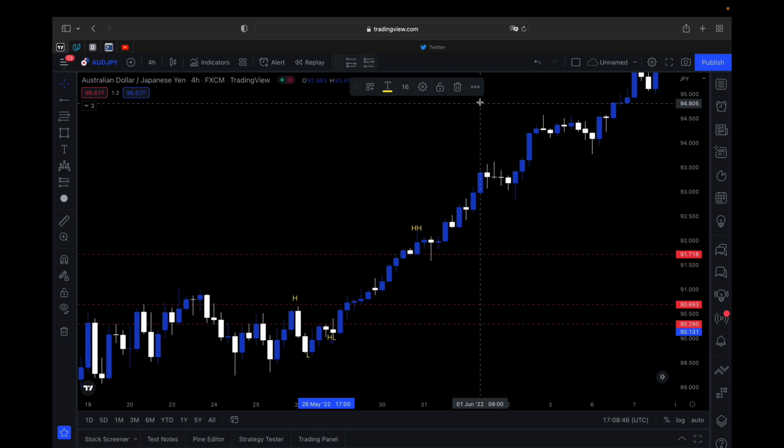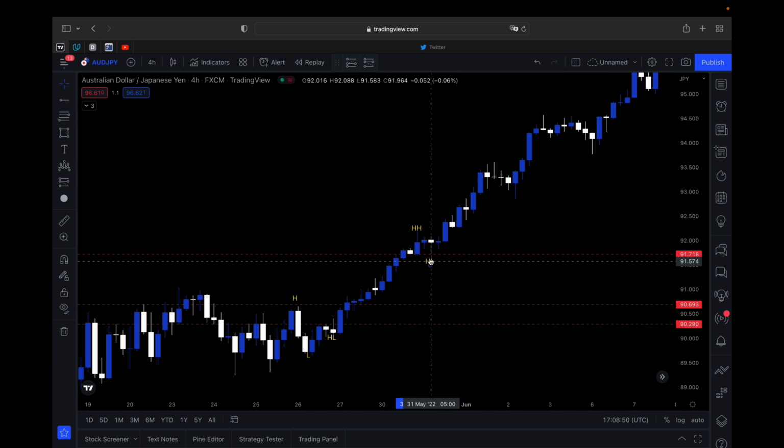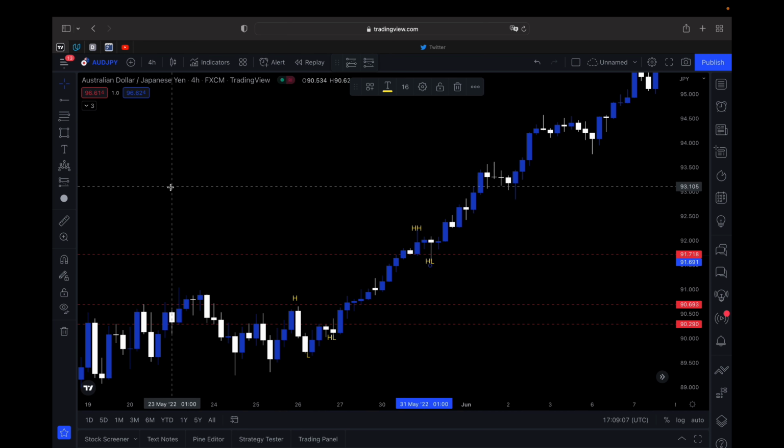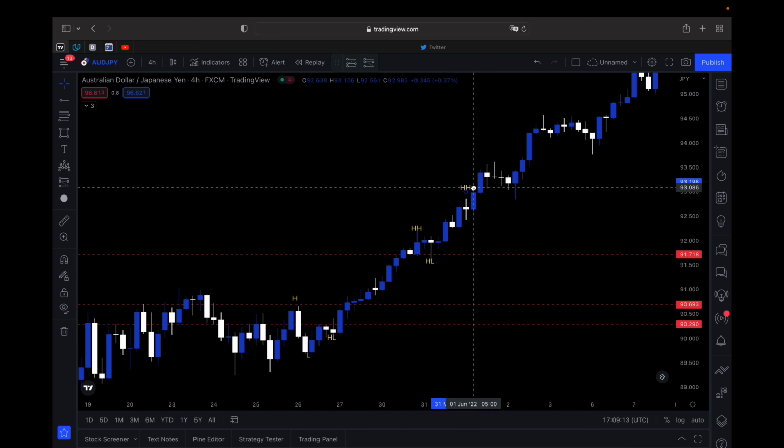Then again a higher low here, so known as retest. So basically when the market forms a higher low, it's retesting. It's called a retracement or a pullback to grab orders, to pick liquidity, to gain momentum for the next impulsive movement.